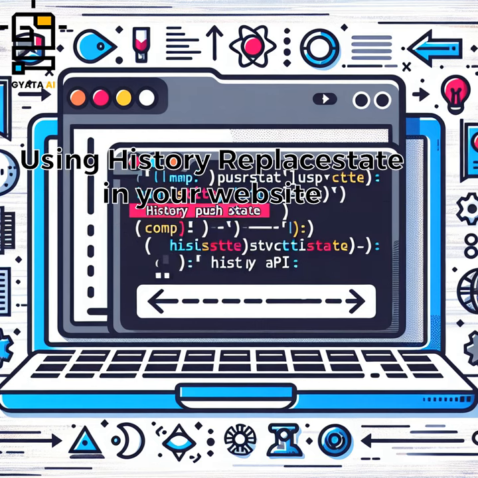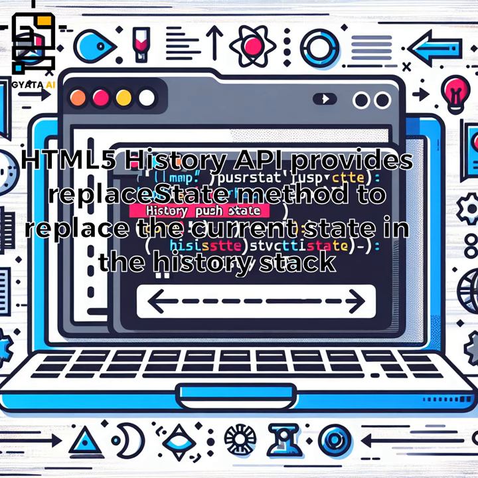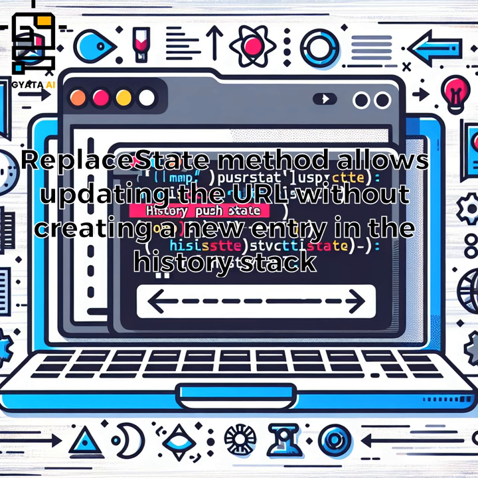To replace a state in your website's history, the HTML5 History API provides the replaceState method to replace the current state in the history stack. The replaceState method allows updating the URL without creating a new entry in the history stack.